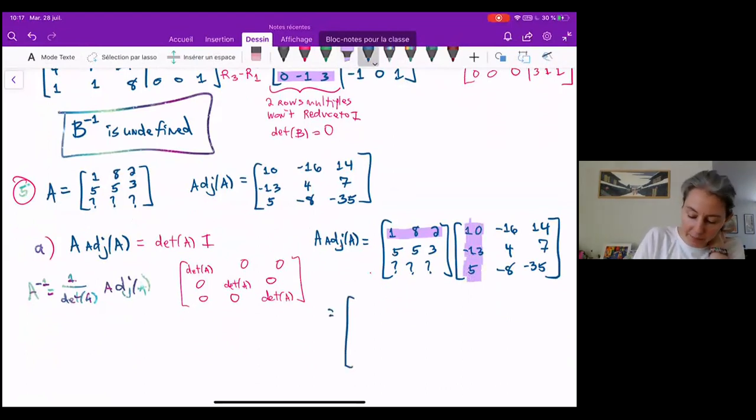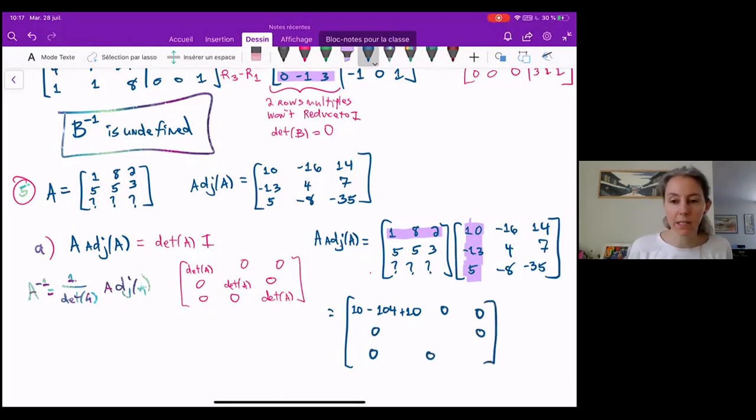And I will get 10 minus 8 times 13, that's 80, minus 104. Plus 10. And that's it. I don't have to do the second thing. I know it's going to give me 0. I know it's going to give me 0. I know this is going to give me 0. I know this is going to give me 0. So that's 20 minus 104, that's negative 84, which means that that negative 84 is also going to be down the diagonal.